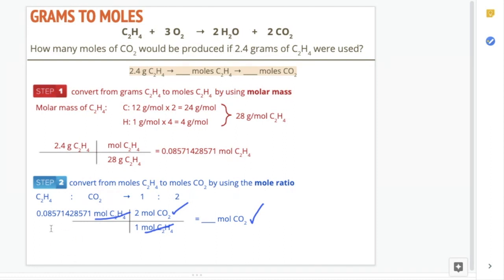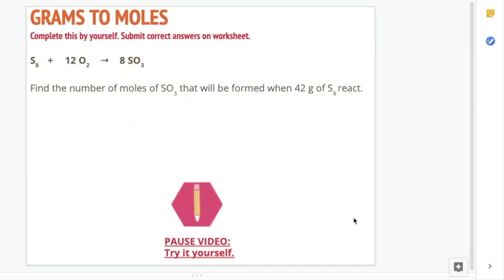So in my calculator, I'm going to do this number times 2. Which gives me 0.17 moles. And we are done. So guess what? You're going to do a question by yourself. Pause the video here and complete this question on the Google form below.